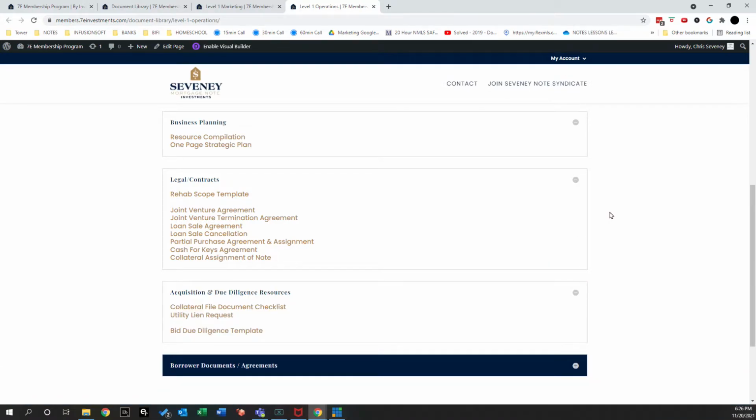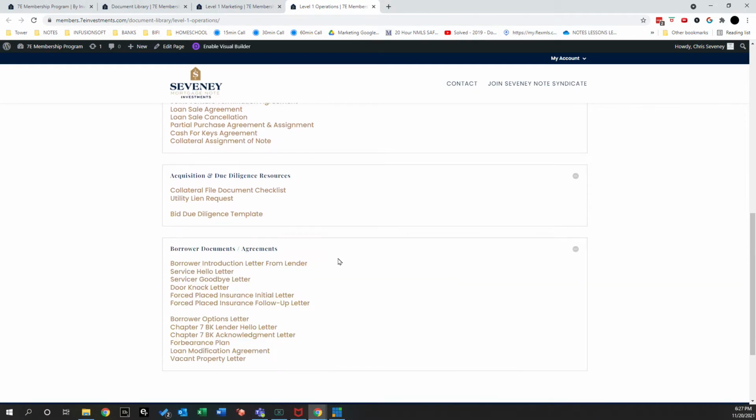Acquisitions due diligence resources. We have collateral file document checklists, a utility lien request, which in Lake County and in St. Louis, in those areas where liens attach to the property, you can email in or fax in to request the amount that is owed. I also provide individuals with my bid due diligence template. I call it my go no-go template, where I put all the information from all my due diligence into one document instead of keeping it in many different files.